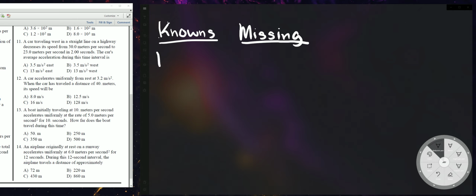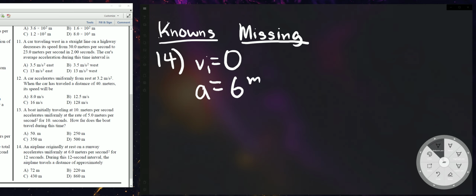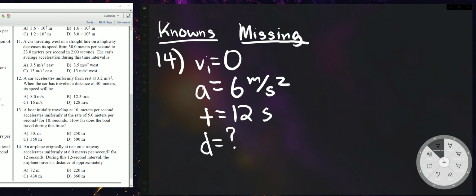Number 14. An airplane originally at rest. It says originally at rest, so you know initial velocity is 0. Accelerates uniformly at 6 meters per second squared, that's an acceleration unit, for 12 seconds. During this 12-second time interval, the airplane travels a distance of approximately what? How much approximate distance of travel? Well, that's what we're solving for.